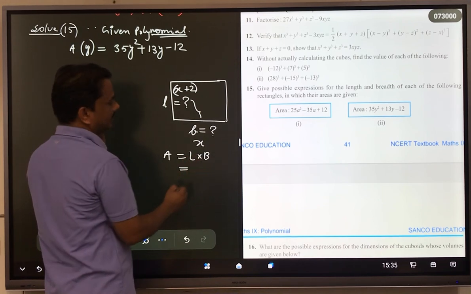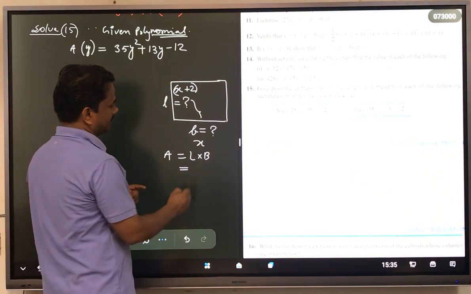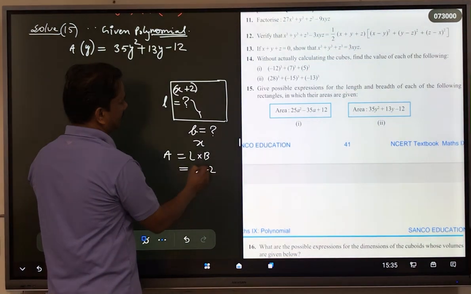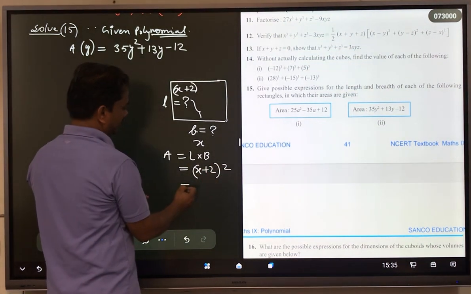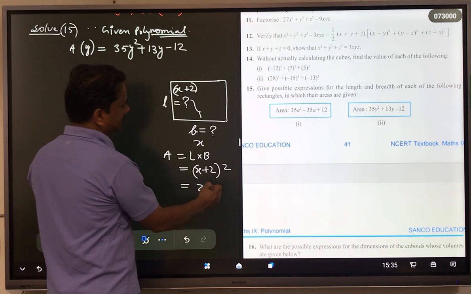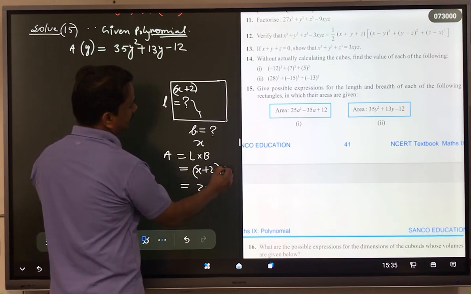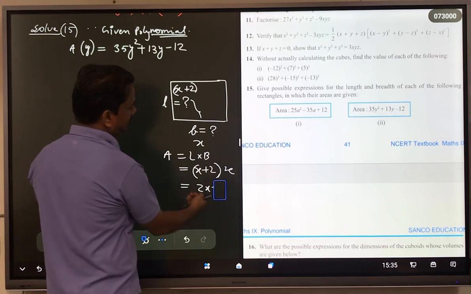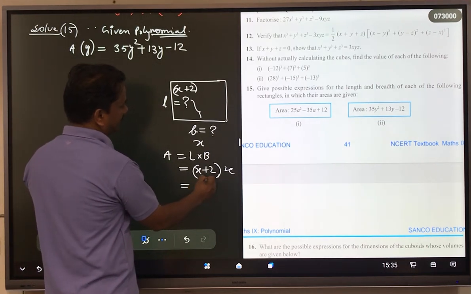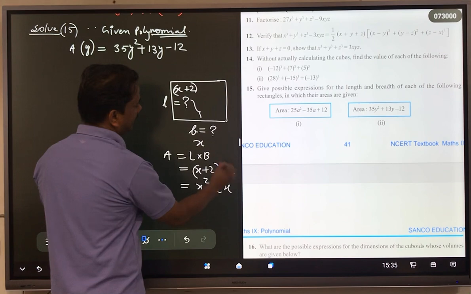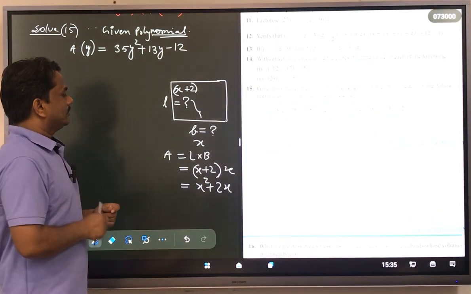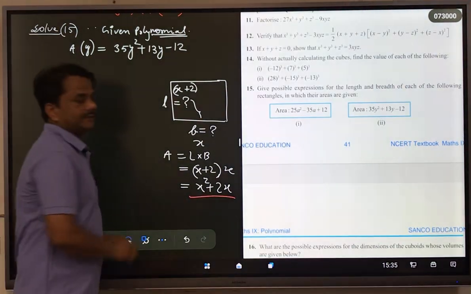This is the formula that you have studied in previous classes. So I will multiply the length by the breadth. So x times x is x square, and x times 2 is 2x. Then what will be the product here? It's x square plus 2x. So what did you obtain here?